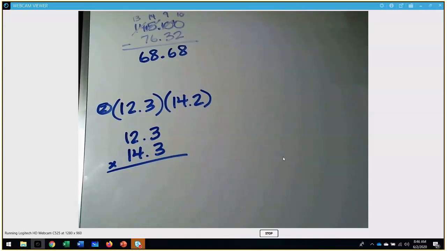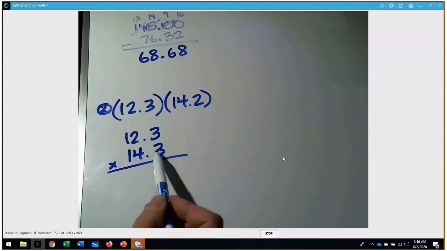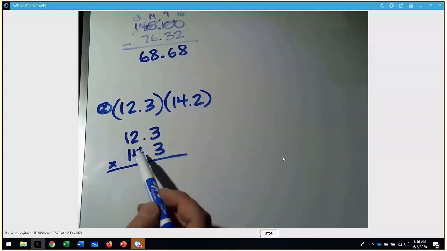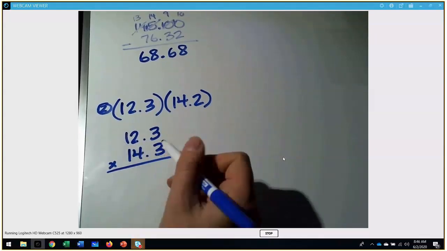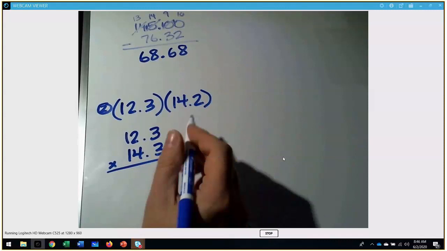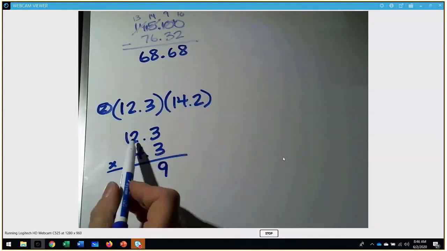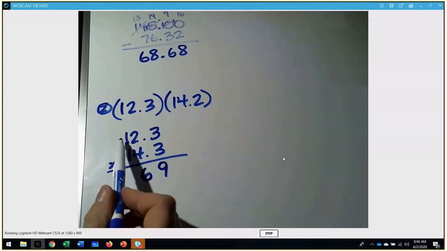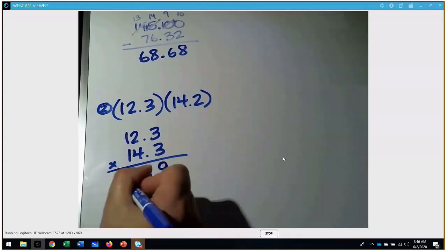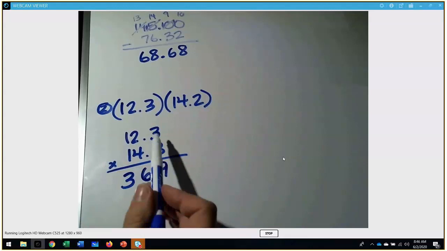And then we're going to try to distribute the 3 to everything, and the 4 to everything, and the 1 to everything. So starting with the 3, it's 3 times 3. Then 2 times 3, and then 1 times 3. Distribute the 3 to all the numbers on the top.